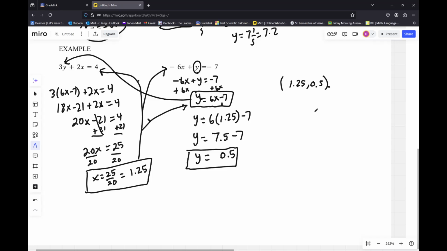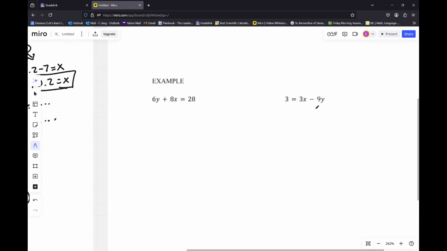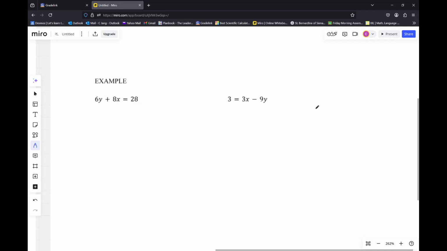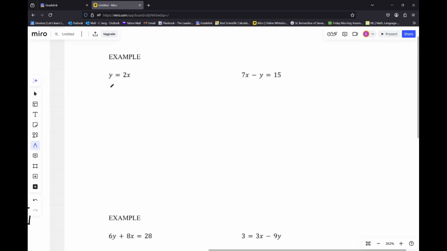All right. I hope this makes sense. Let's try another one. We're just going to keep doing examples, okay? All right. Let's look at this one. Which one should I go for? Well, look, this one is already solved for y. y is equal to 2x. So yeah, that's the one I'm going to use.